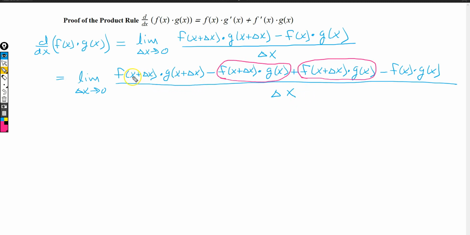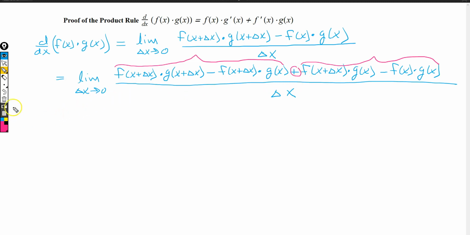And so you see we still are left with the f of x plus delta x times g of x plus delta x, and over here is our minus f of x times g of x. So we haven't changed anything. Now what we're going to do is group things together like this. We are going to group together these two terms, and we're going to factor out an f of x plus delta x. And then we're going to group these two together and factor out a g of x. And then we're going to split the fraction apart right at this plus. So what we end up with is this.